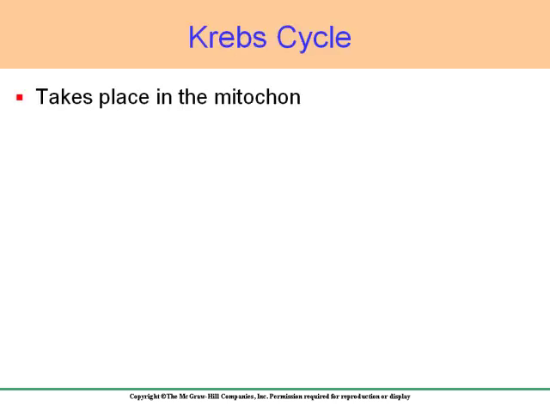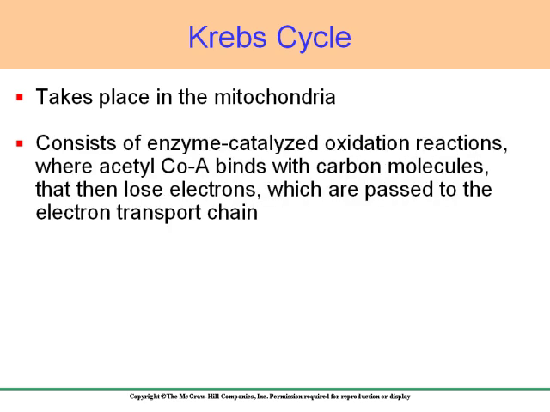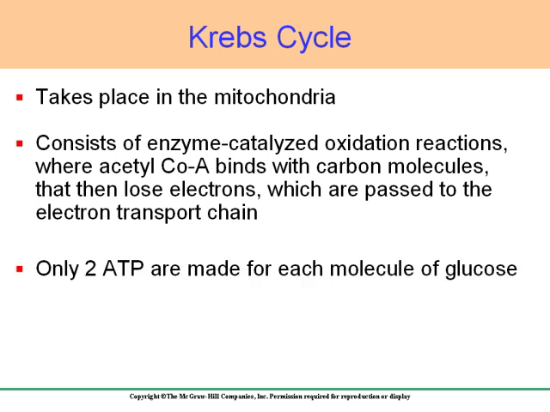Next, we have the Krebs cycle. This also will take place in the mitochondria, and it consists of enzyme-catalyzed oxidation reactions, where acetyl-CoA binds with carbon molecules that then lose electrons, which are passed to the electron transport chain. Only 2 ATP are made for each molecule of glucose. So again, in this particular case, you have a small amount of ATP being created by the Krebs cycle.